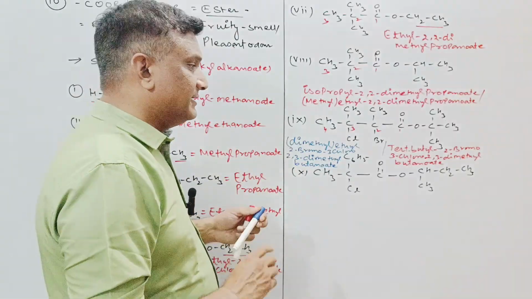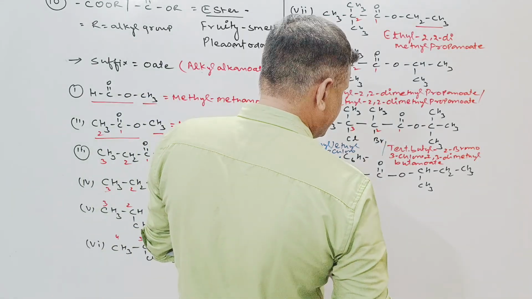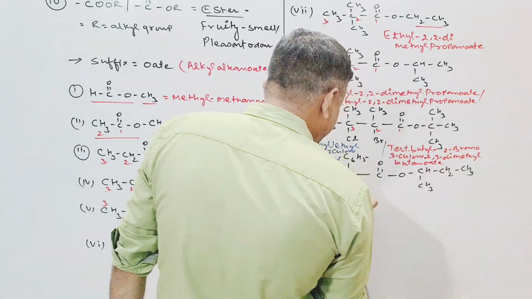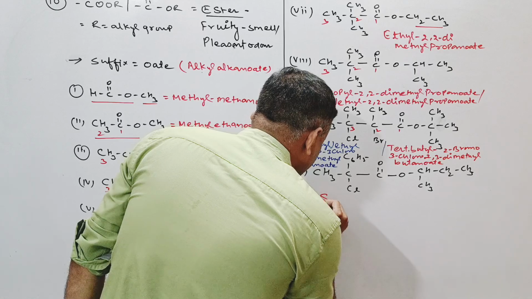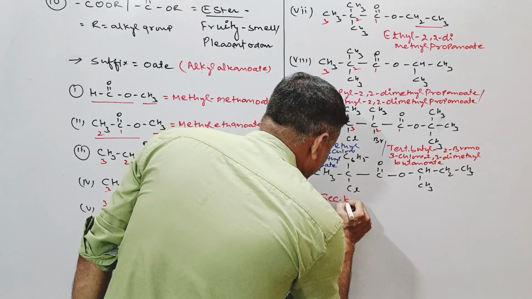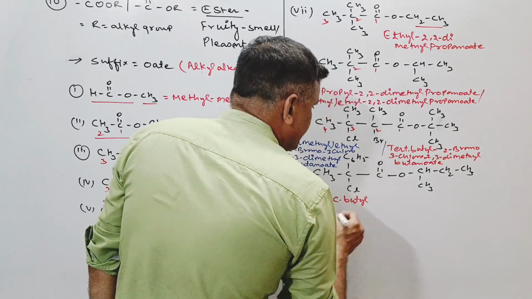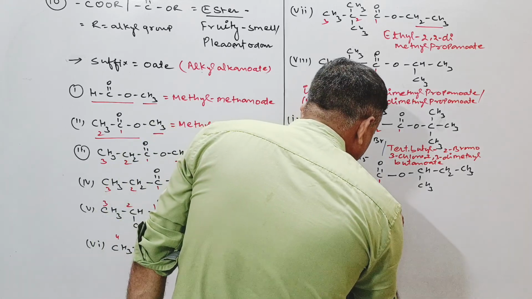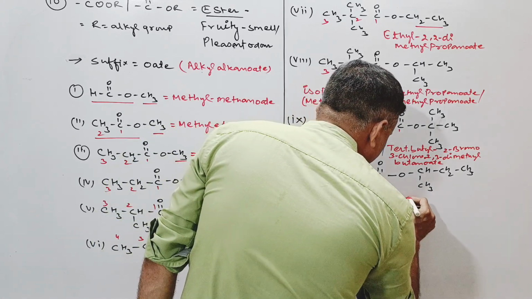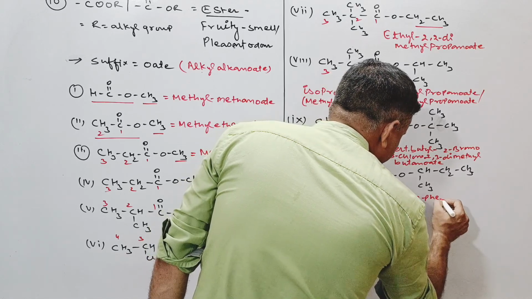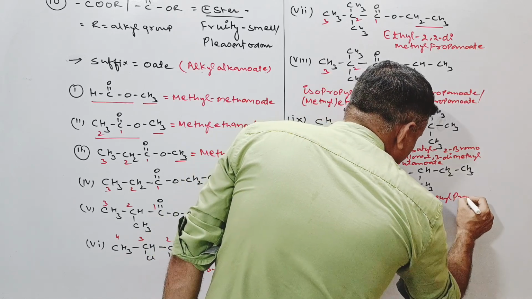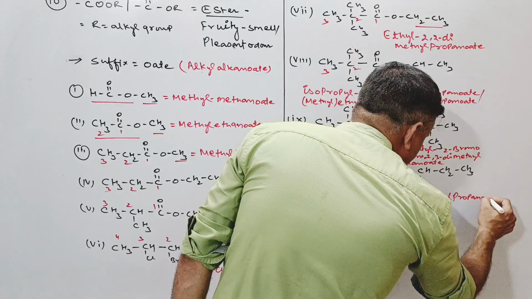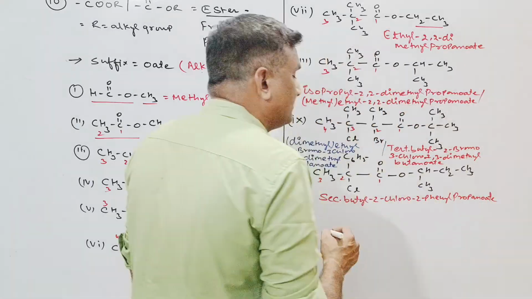If we'll go with the further, then we can take just first is your, this is the secondary butyl. So this is the secondary butyl. This is the 1, 2, 3. This is the 2-chloro, 2-phenyl. Propanoate will be the name of compound.